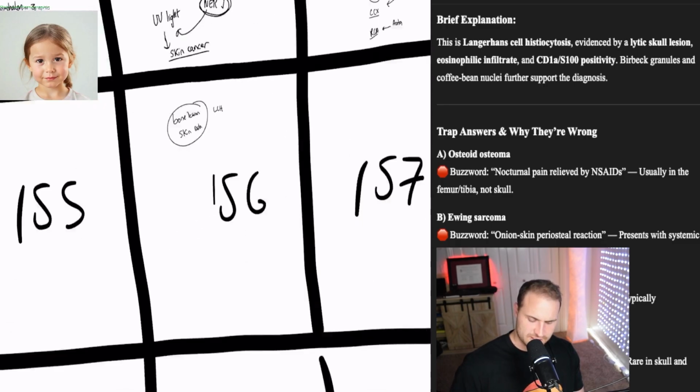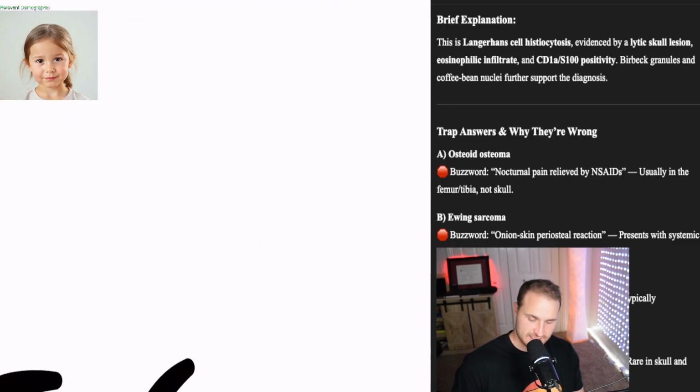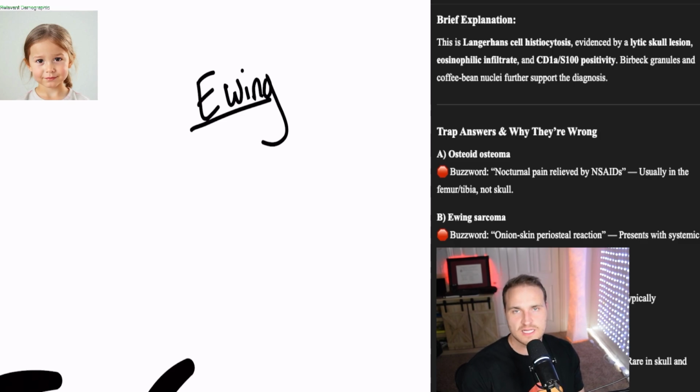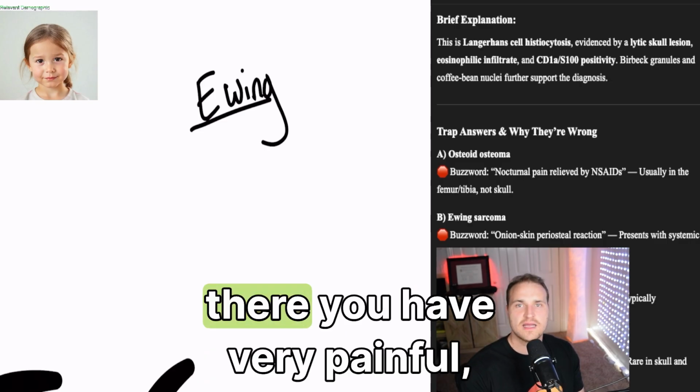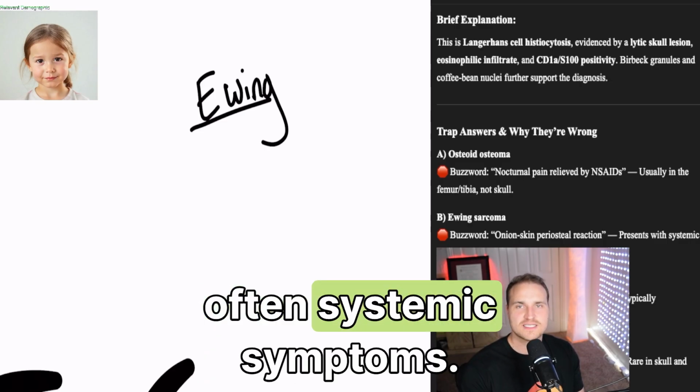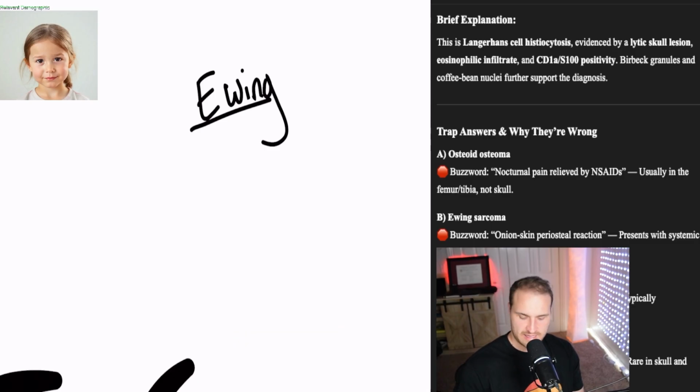Now, there's another condition that can cause these lytic lesions, and that is Ewing sarcoma. And Ewing sarcoma is commonly seen in boys that are younger than 15. They have long bone lytic lesions, diaphysis, pelvis, the ribs. And there you have very painful, often systemic symptoms. They have fever. And one thing with Ewing is going to be an increased ESR.